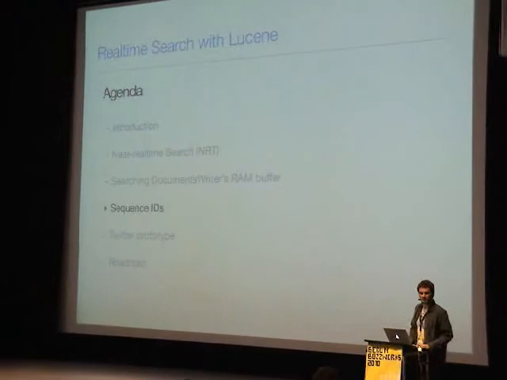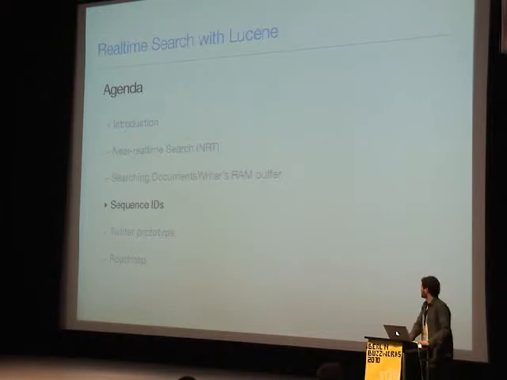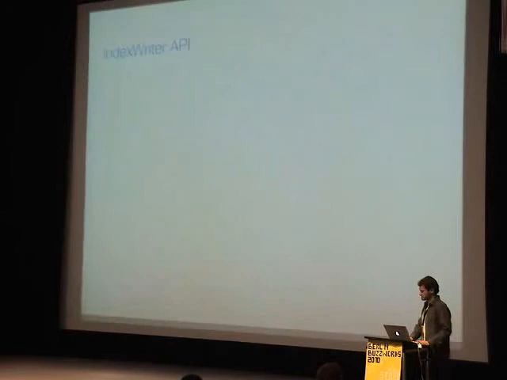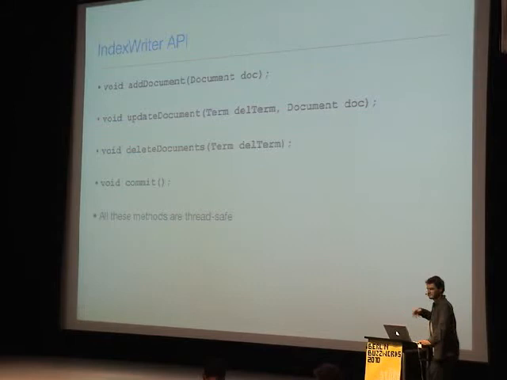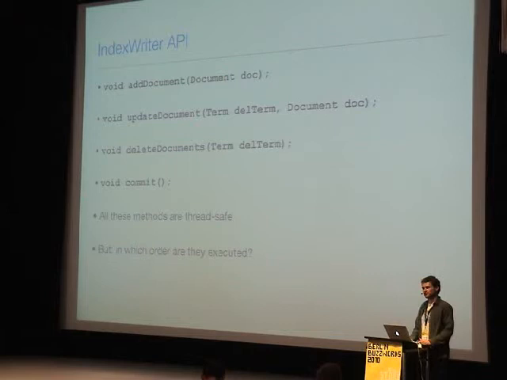Okay. So another thing that's going to change with the patch 2324 is that we actually change the IndexWriter API. Right now, if you have used Lucene, you know that we have those APIs in IndexWriter for editing documents, updating documents, deleting documents, and committing. These methods are all thread-safe, so you can use multiple threads to add documents or to update documents. But sometimes you might wonder in which order are they actually executed if you use multiple threads.